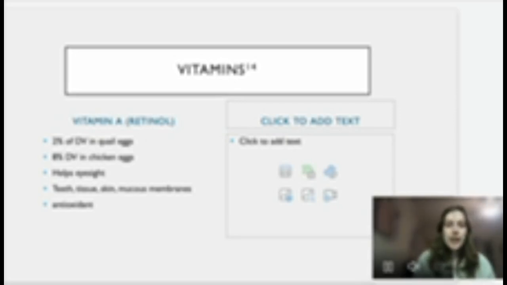Okay, so the next and last vitamin we'll be talking about for quail eggs is vitamin A or retinol. There's 2% of the daily value of vitamin A in quail eggs. So just one quail egg has 2% compared to one chicken egg having 8% of the daily value. Vitamin A helps your eyesight. It's also an antioxidant, just like vitamin B2, and also helps teeth, tissue, skin, and mucous membranes.